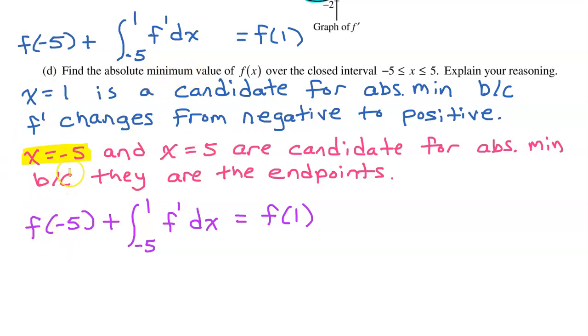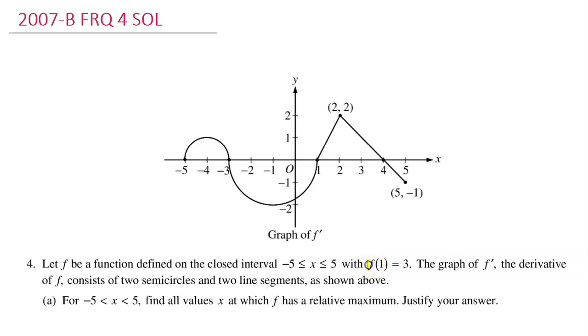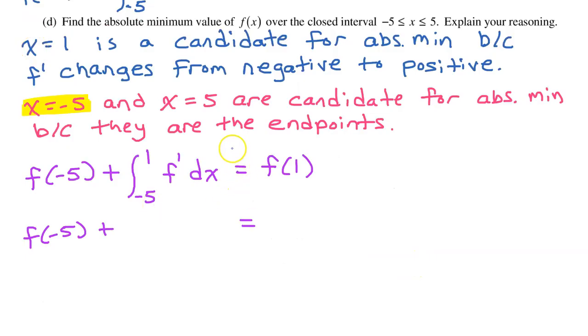So I picked x equals -5 as my starting point because I'm hoping to use this equation to find the value of f at -5. Why did I pick f at 1? We are given the value of f at 1 in the original setup of the problem. F at 1 is 3. Since f at 1 is 3, I can make that substitution. So if I want to find f at -5, all I need now is the value of this integral.